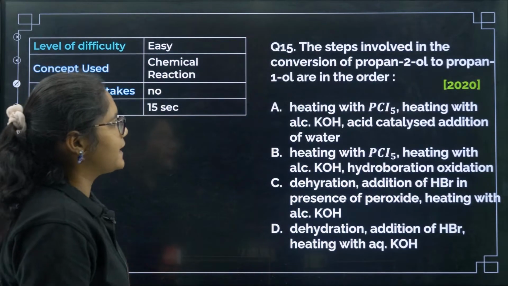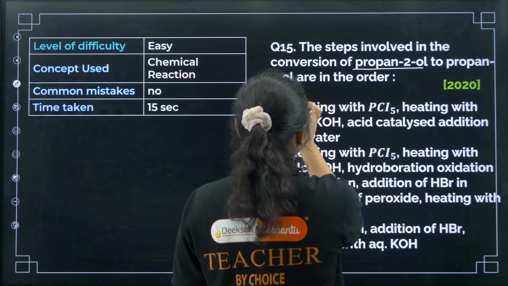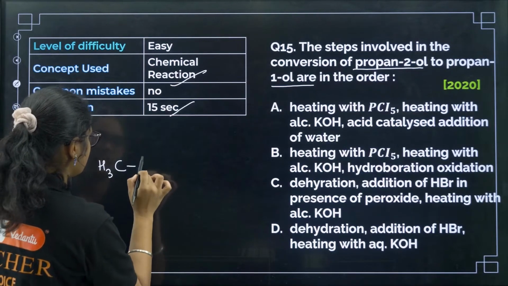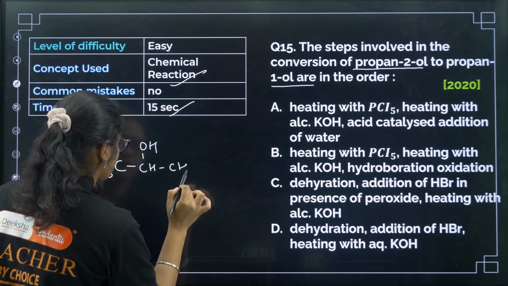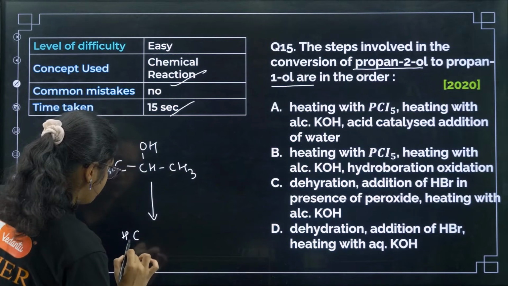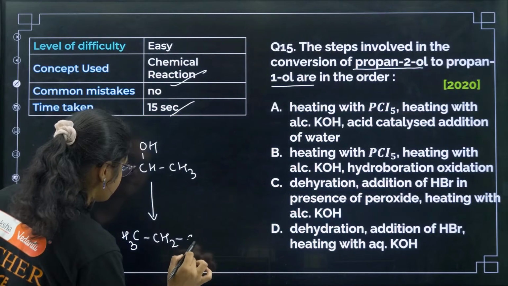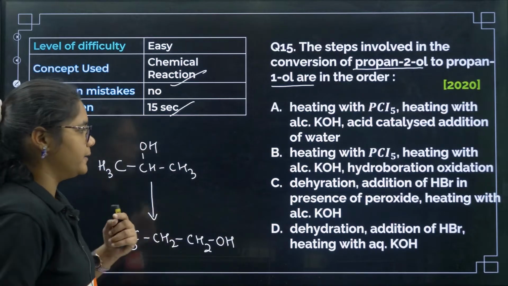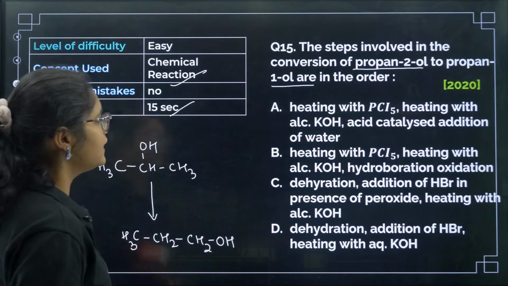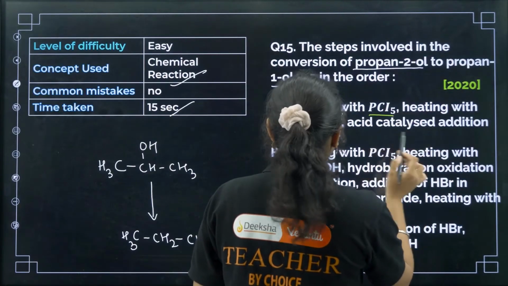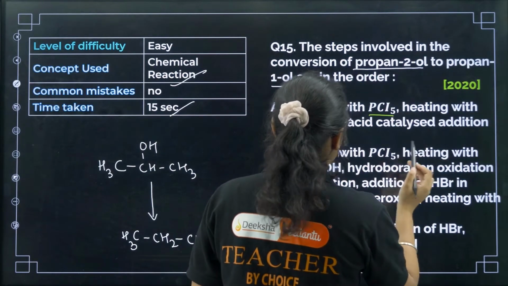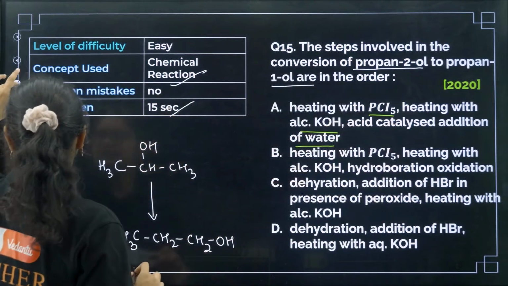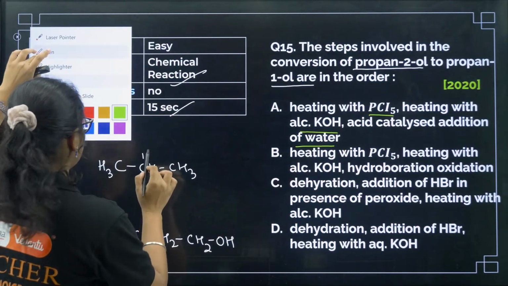Next, question number 15, the steps involved in the conversion of propan-2-ol to propan-1-ol. Easy question, reaction based question. So we have propan-2-ol, and I want to convert it into propan-1-ol. Now if you see, first of all, what we can do here is heating with PCl5, heating with alcoholic KOH, and acid catalyzed addition of water. So first, if you do heating with PCl5, this OH will get converted to what? Cl, right? This will get Cl.